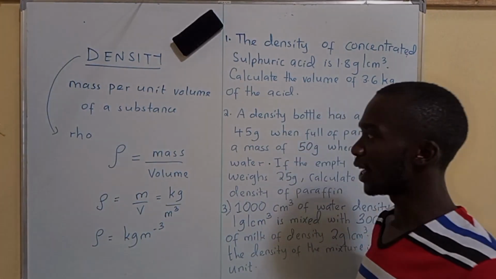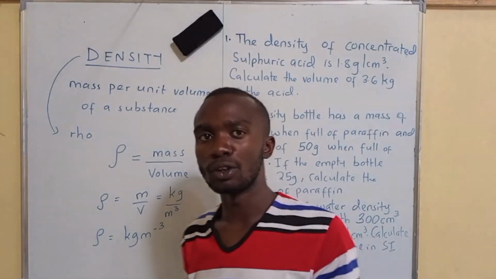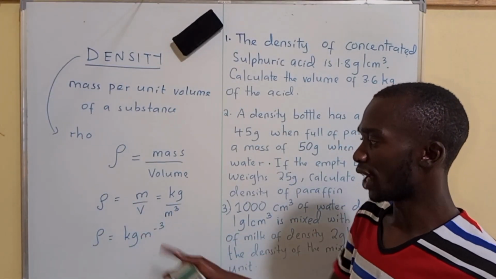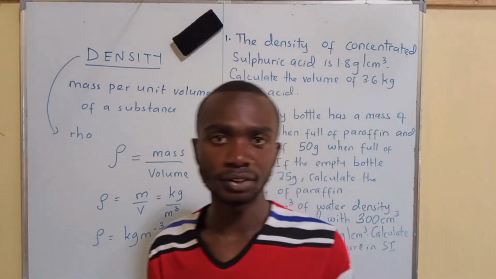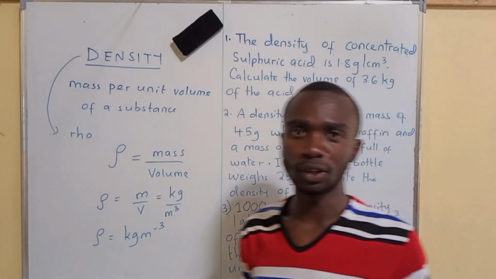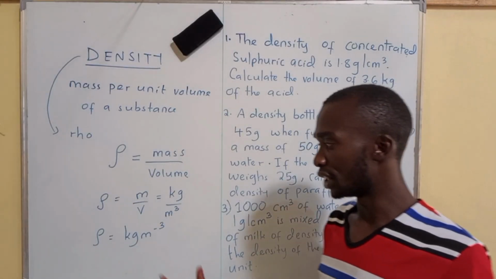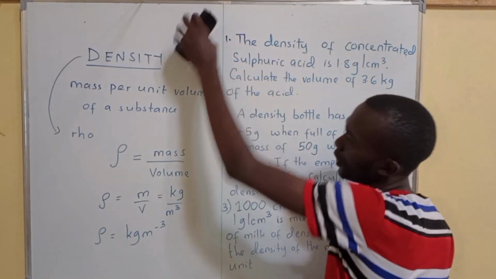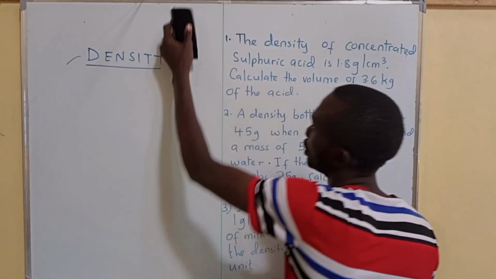So the formula itself tells us that the density is the mass of a substance per unit volume of a substance, which is denoted by rho equals m over v, where the unit for mass is kilogram and the unit for volume is cubic meter. That brings us to the point that the SI unit of density is kilogram per cubic meter. Now, without wasting time, let me do the first question on the board.